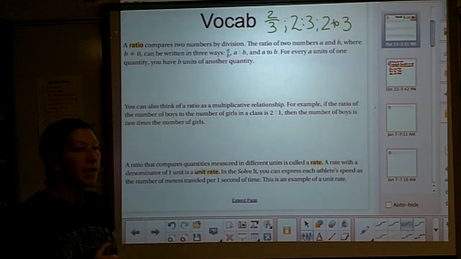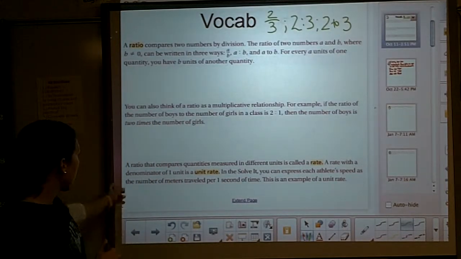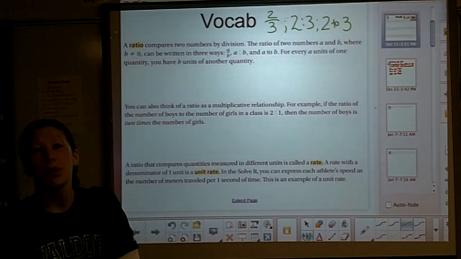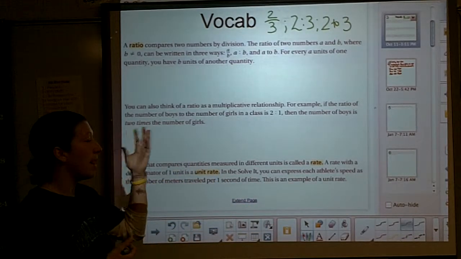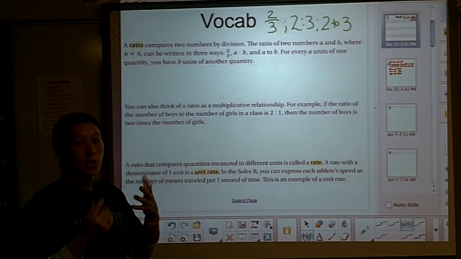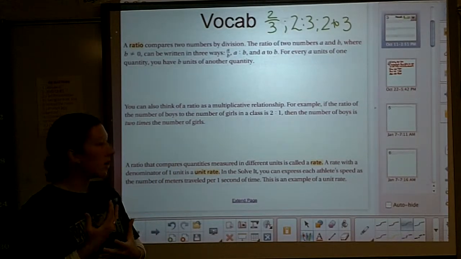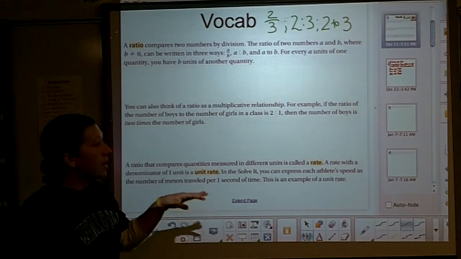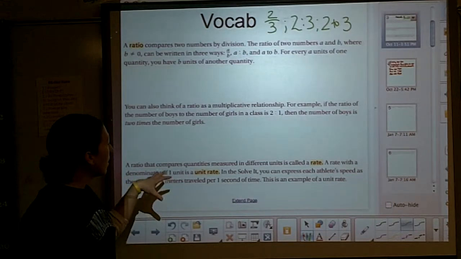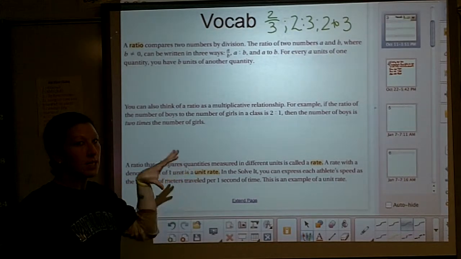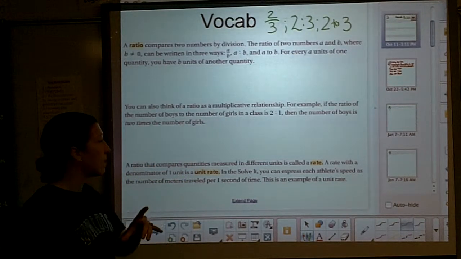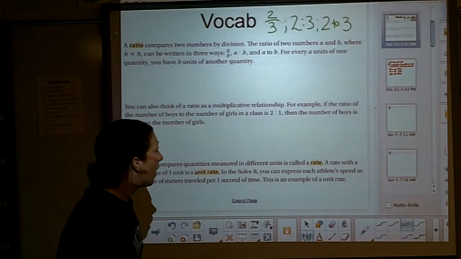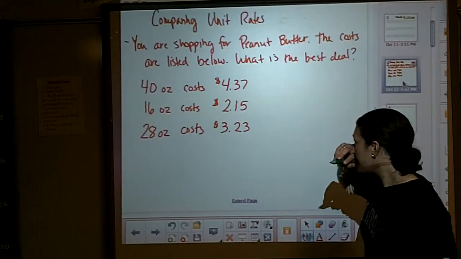Another thing, a ratio that compares quantities measured in different units. In this example, we were talking about people and people, so it's called a ratio. But if we're comparing things with different units, it would be called a rate. They give an example of speed: miles per hour. You're comparing miles and hours, two things, using division. Per means to divide, but you're using two different units. And then it says a rate with a denominator of 1 unit is what we call a unit rate. So it's 1 on the bottom, because it's per one thing. Okay, so that's our vocabulary.